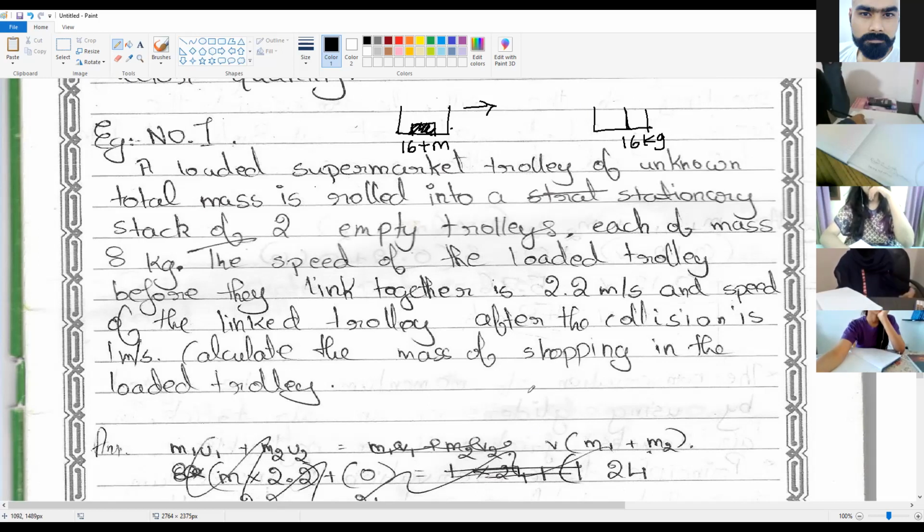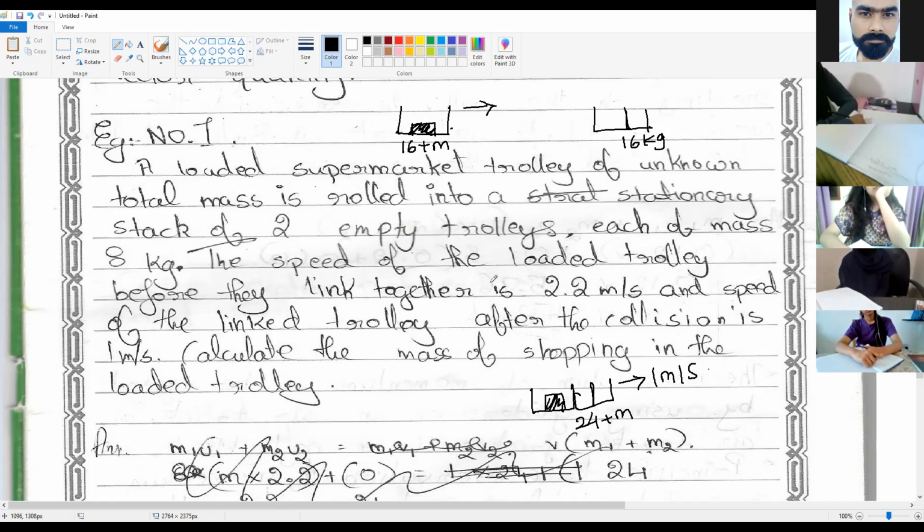So what actually happened? This is the after the collision picture. You have this trolley with mass in it, and you have the other 2 trolleys as well. So understood? Around 24 kg, right? But you also have the mass with you. The linked trolleys, and what is their final speed? 1 meter per second. Now, at what speed did you throw this? Calculate the mass of the shopping trolley.